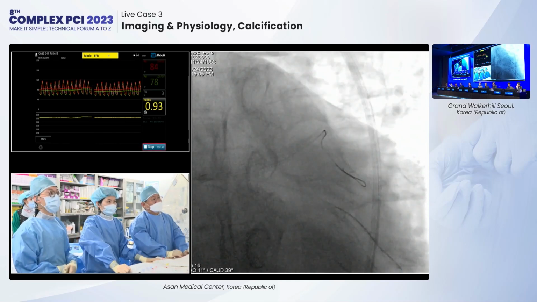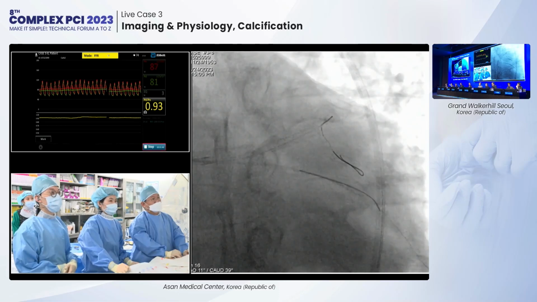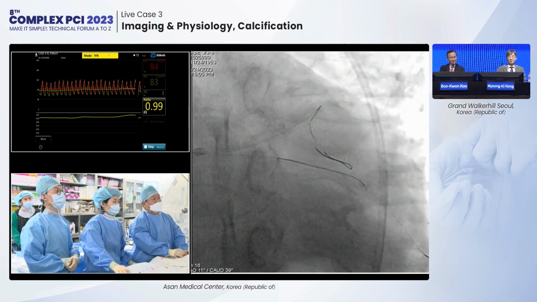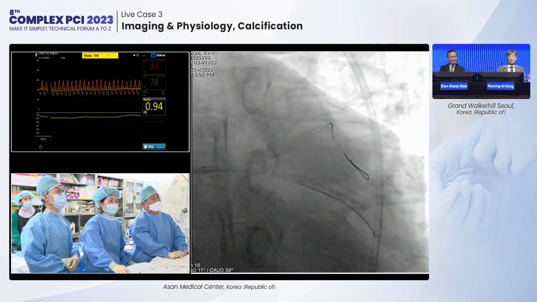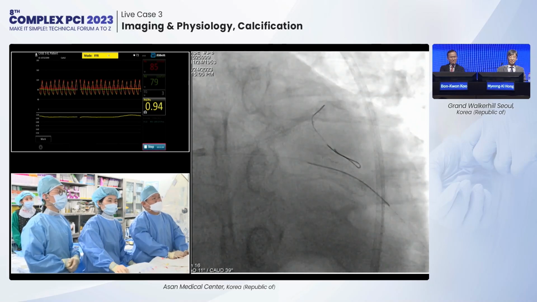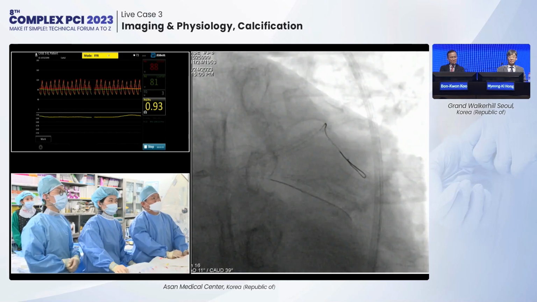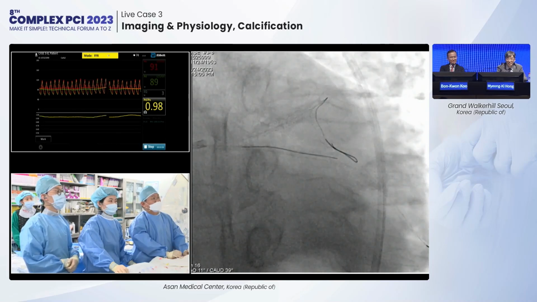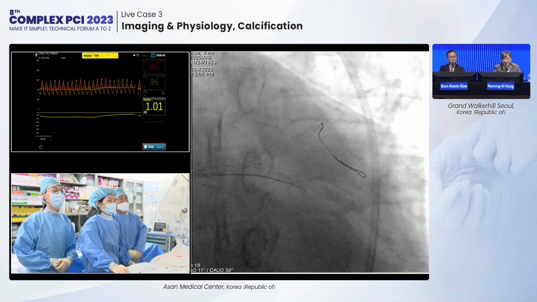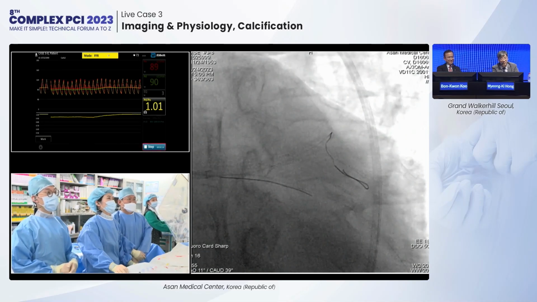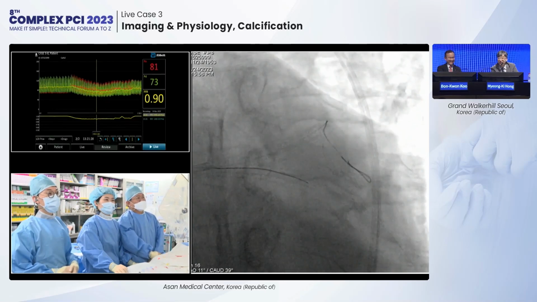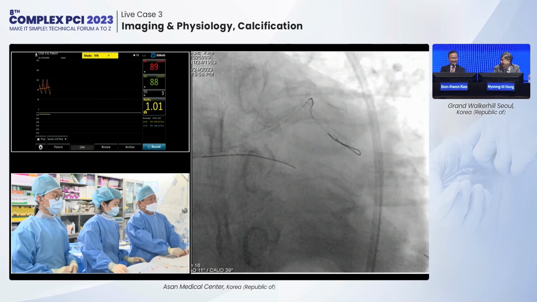FFR is 0.91. This is a slow pullback. No pressure jump up. No whiskey. Anyway, here we just stand proximal, so 0.93. Okay, at the ostium, in the guiding catheter, Pd/Pa is 1. So from my point of view, this case is really educational and interesting to show the real value of the pressure wire.